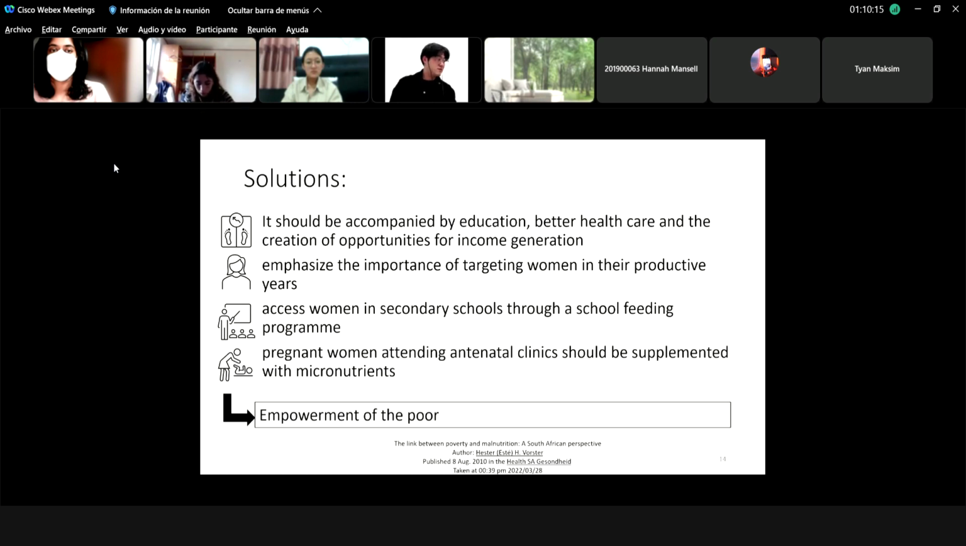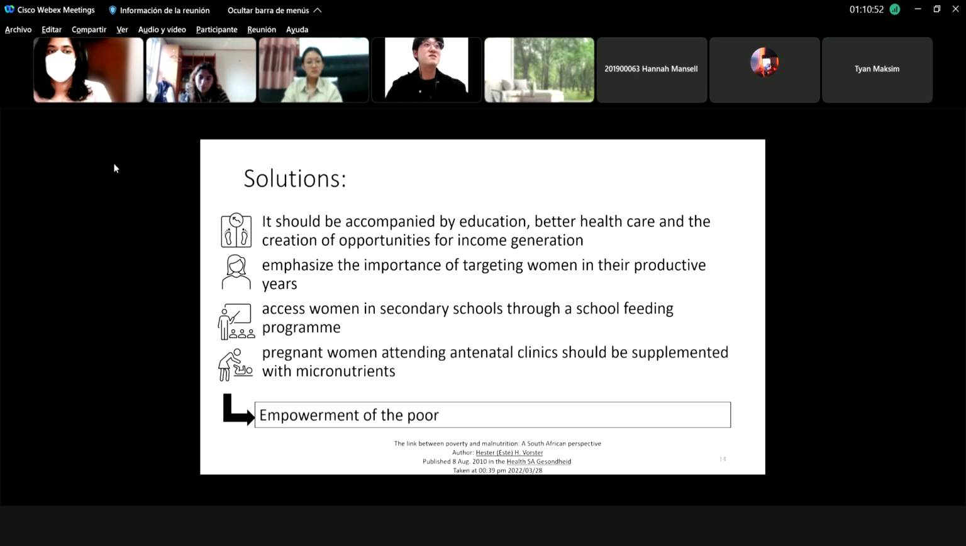The next thing is that they want to emphasize the importance of targeting women in their productive years, and they want to access women through a secondary school feeding program. The reason is that women in secondary schools, like in many poor countries, are the ones who will get pregnant at an early age. To go down to the root of the problem, like I've shown before, if women are undernourished, the fetus is undernourished, and the baby is underweight after birth, the best way to fight it is probably through a school feeding program for women.